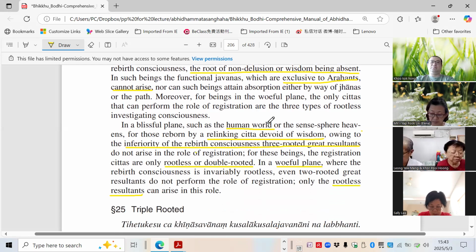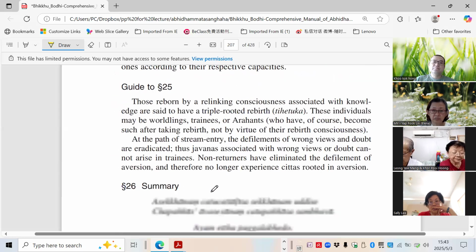Then in the human world, the relinking citta for those who are reborn devoid of wisdom, meaning to say you are the inferior of the 3 root great result, not very good quality. And then in the woeful plane, there will be the rootless resultant. So that's the meaning. Okay, we got the triple root.